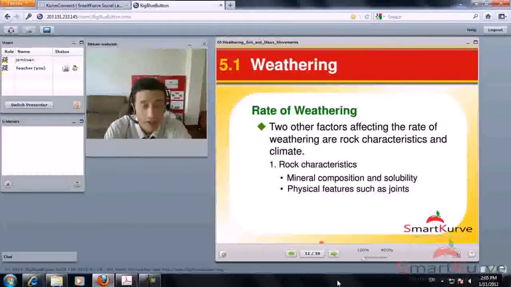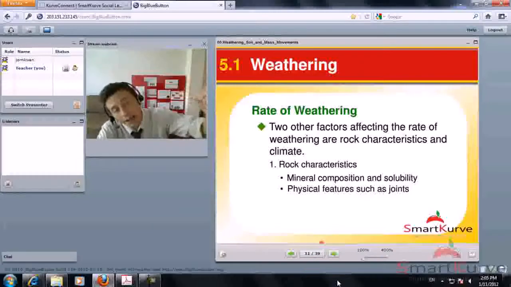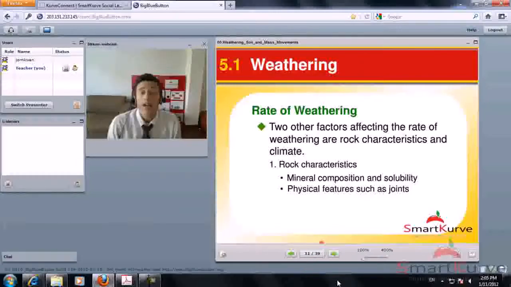Physical features, such as joints. Remember what we saw with frost wedging. If a rock has a crack in it where water can leak in and trickle down, it's going to be more likely to have frost wedging, to form that layer of ice and frost inside the rock that can push it apart.